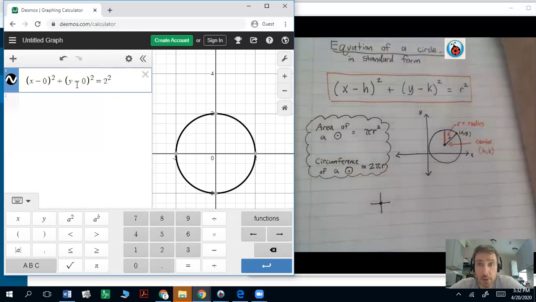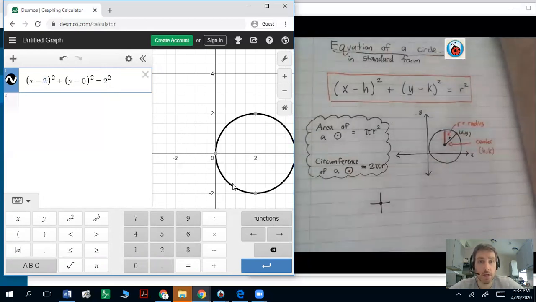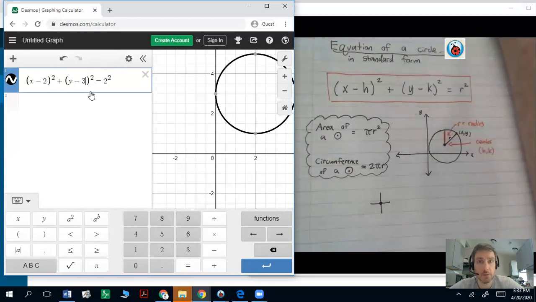Now let's play around with the numbers in here. Let's say I want it shifted from 0, 0 to maybe 2, 3. All right, well then if I wanted to go right 2, I'd be minus 2, and that made it right 2. And if I wanted to go up 3, I would be minus 3. Notice that the subtraction let us go the opposite direction.